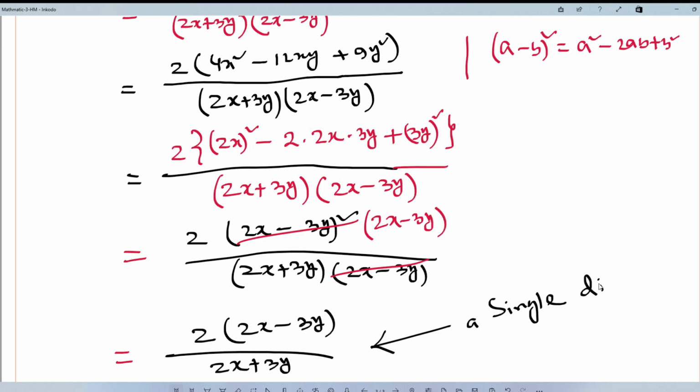Single denominator. What is the spelling of denominator? D-E-N-O-M-I-N-A-T-O-R. Okay, this is our answer.